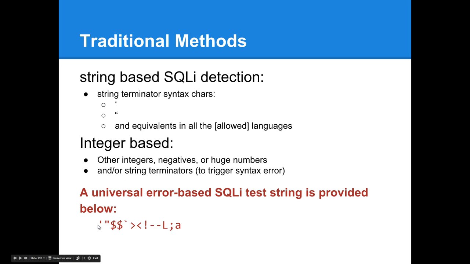But we've provided a universal error-based SQL injection test string below here. It's single tick, double quote, $, tilde, backtick, greater than, less than, bang, minus, capital L, semicolon, and then A. In our experience, this will reliably generate a syntax error if the vulnerability exists, from Postgres, MySQL, Microsoft SQL, and Oracle databases.